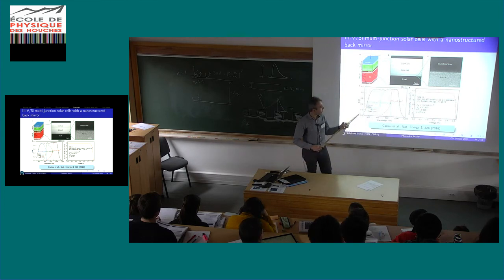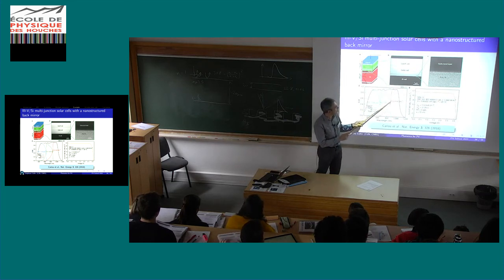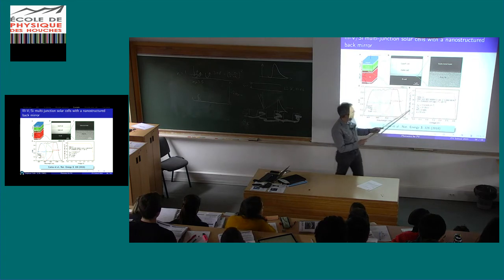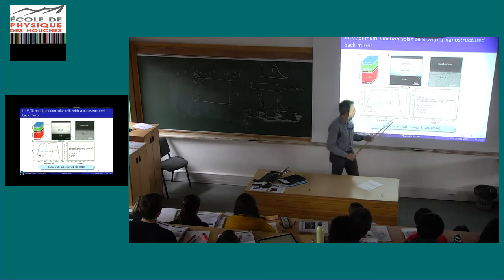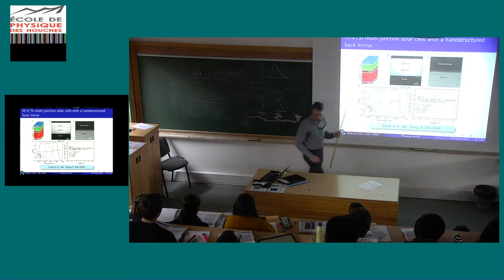You see, what is the weak cell? Yeah, the bottom cell. You see, you are finally limited by the current of this bottom cell, and that's what you have as a current for the whole three-junction cell.